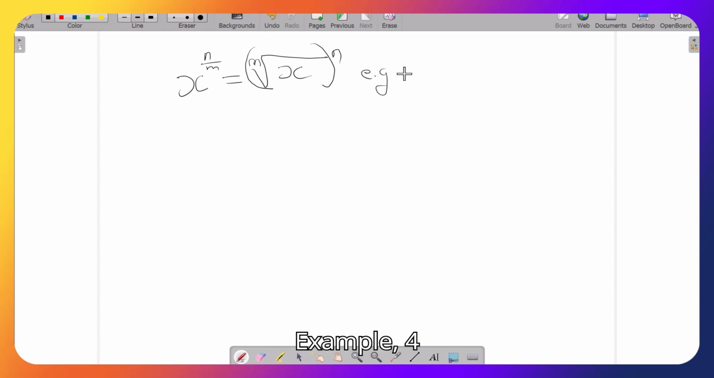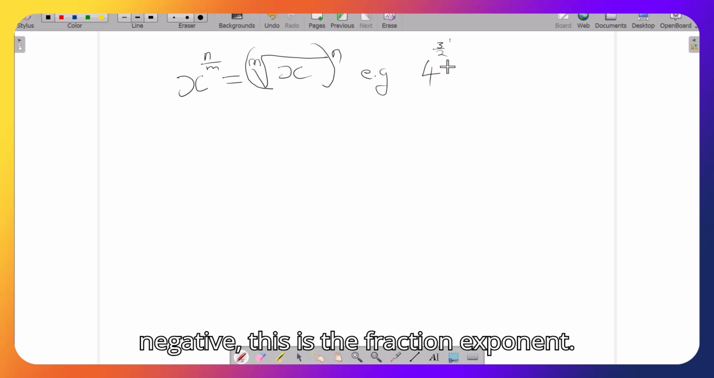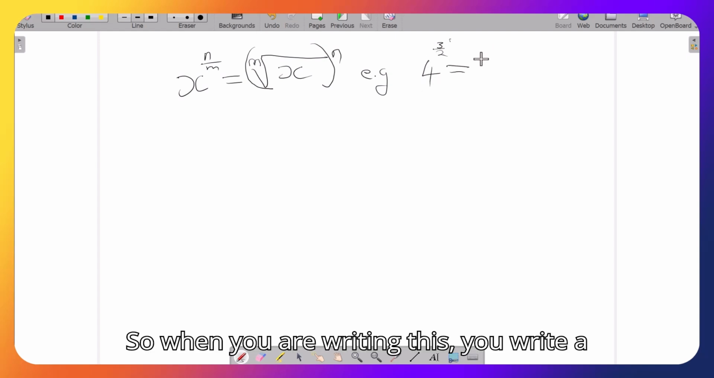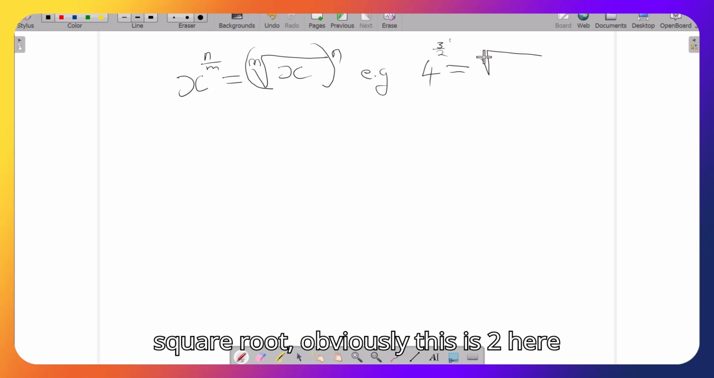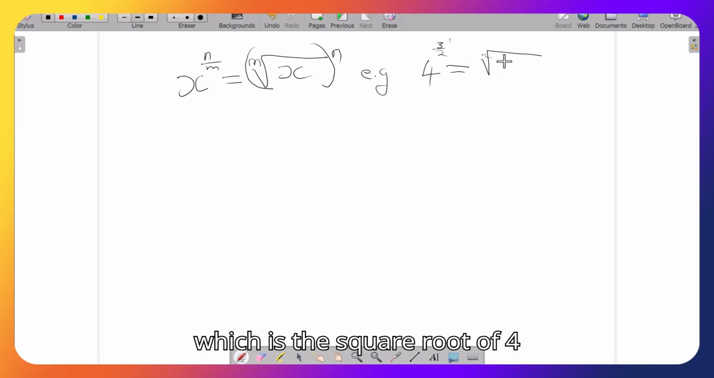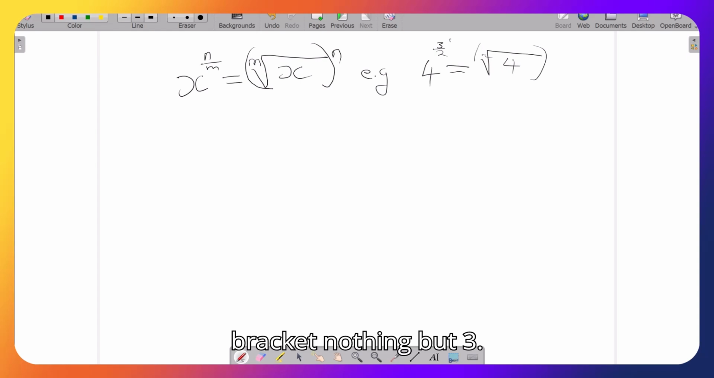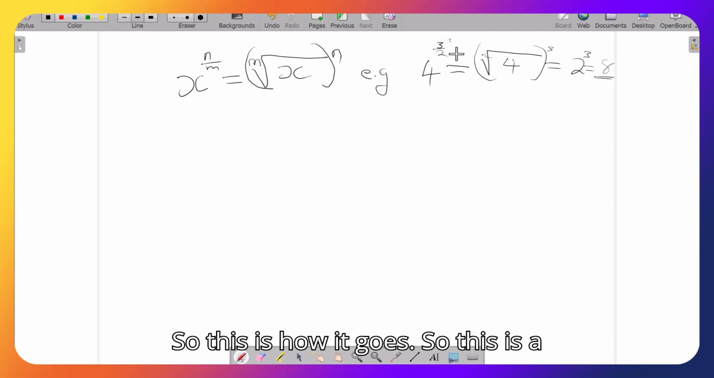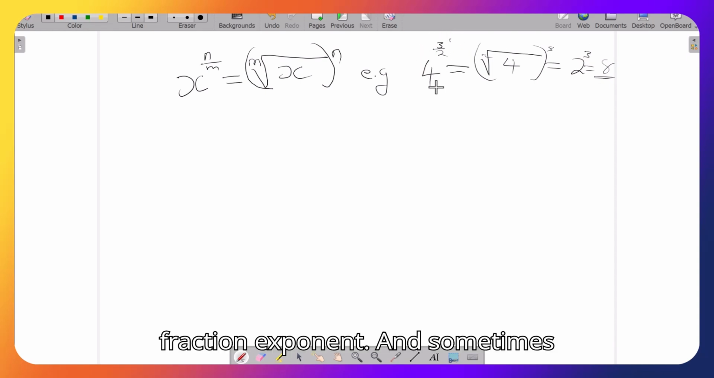For example, 4 power 3 over 2. Okay, this is the fraction exponent. So when you are writing this, you write a square root. Obviously, this is 2 here, which is the square root of 4, bracket, nothing but 3. So which gives us 2 power 3, which gives us 8. So this is how it goes. So this is a fraction exponent.